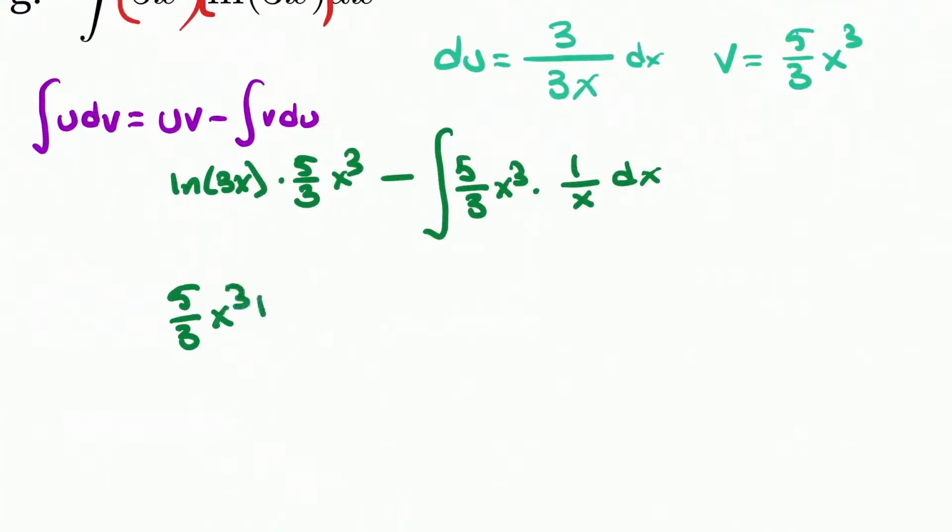5/3 x cubed ln of 3x minus, let's see, this is going to be, can I do this without writing another step? Let me just speak it. This will be 5/3 x squared. So you can do that antiderivative. You'll get 5/9 x cubed.